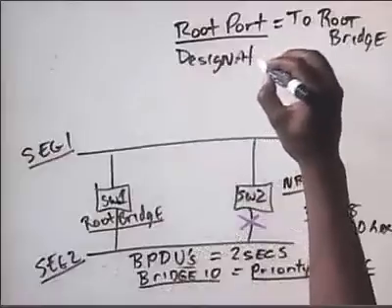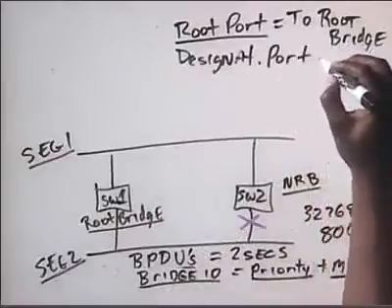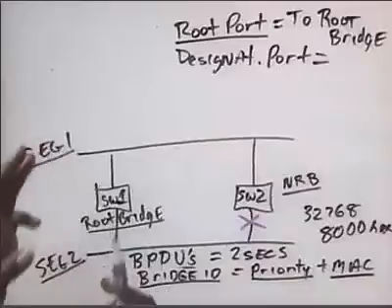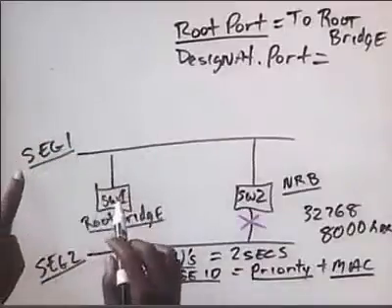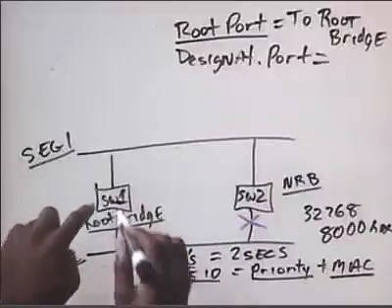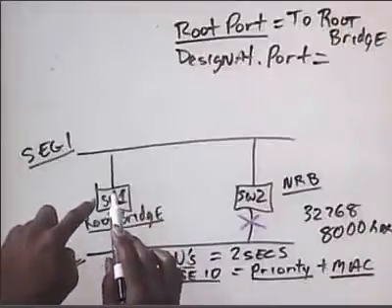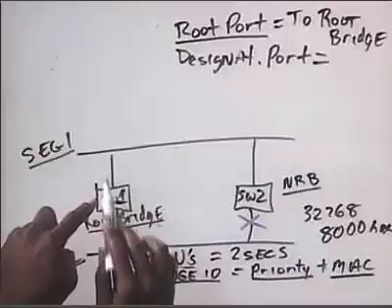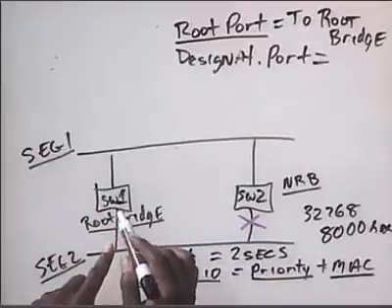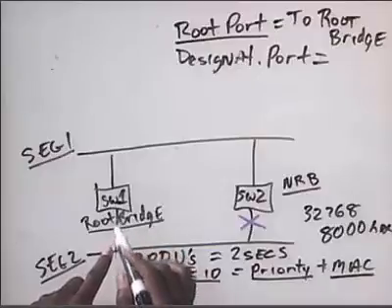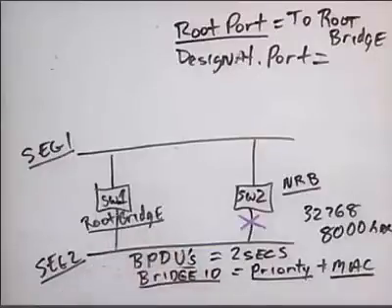A designated port is sort of like the official word from the root bridge. For segment 1, the communication from this root bridge is going to come by way of this port right here. The communication on segment 2 will come by way of this port right here on switch 1.